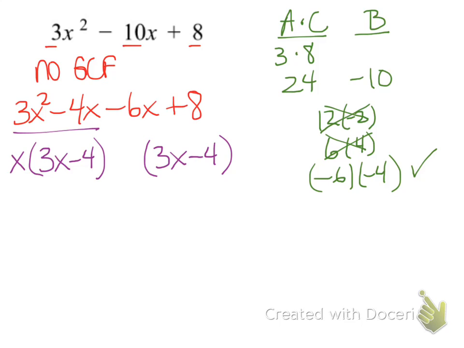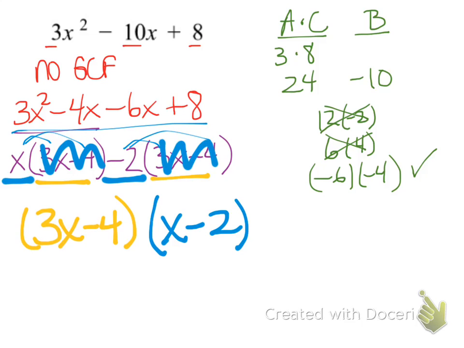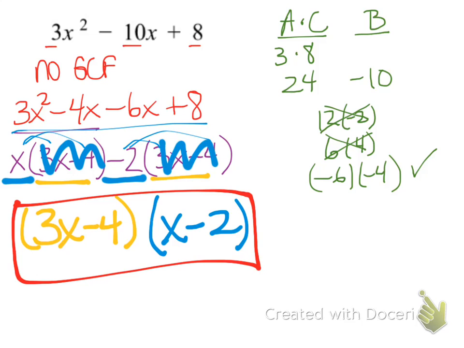So what can I multiply 3x by to give me negative 6x, and what can I multiply negative 4 by to give me a positive 8? Well, it's going to be a negative 2. And so again, realize that if I were to multiply these back together, I would end up with that polynomial above. So again, what's in common with both of these terms? Well, the 3x minus 4. And then if I cross those out, what am I left with? x minus 2. So again, that's my factored form.